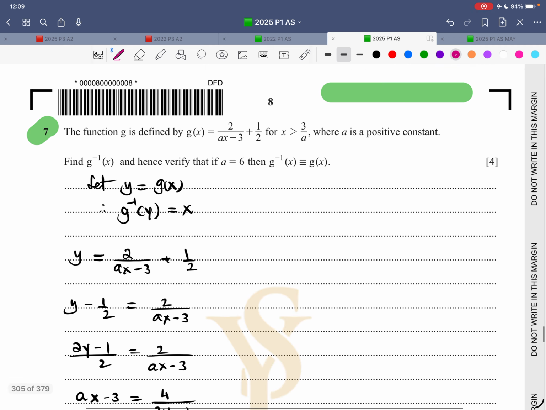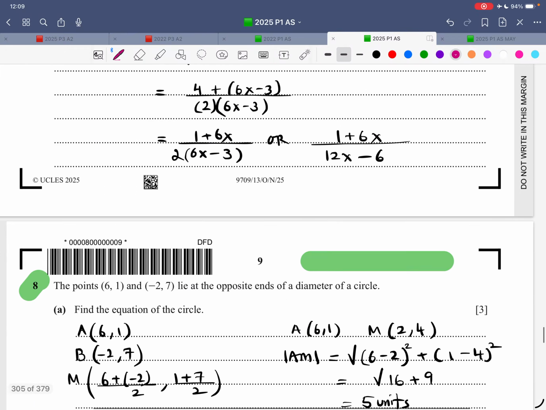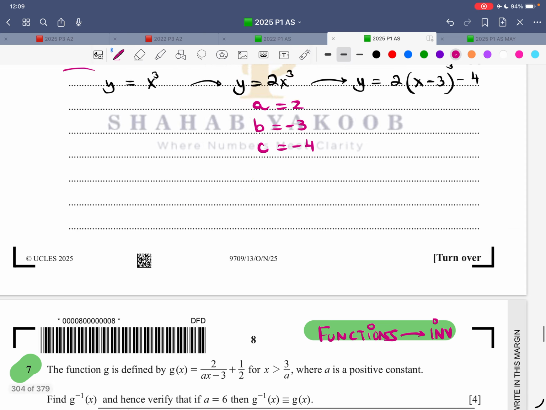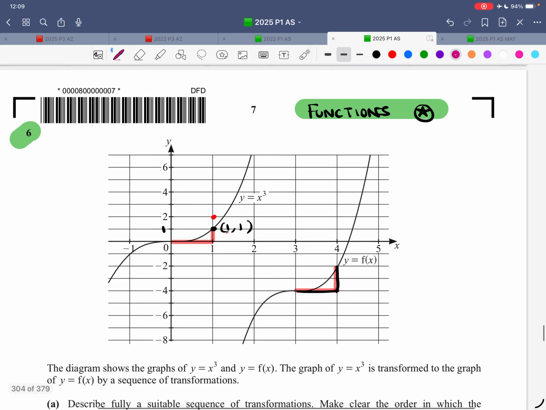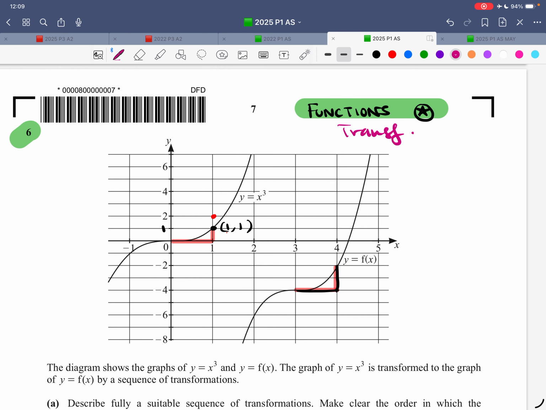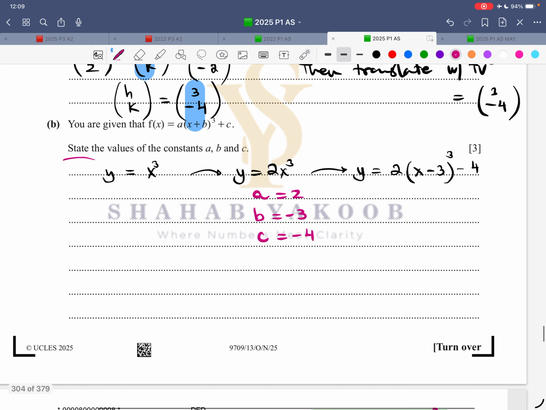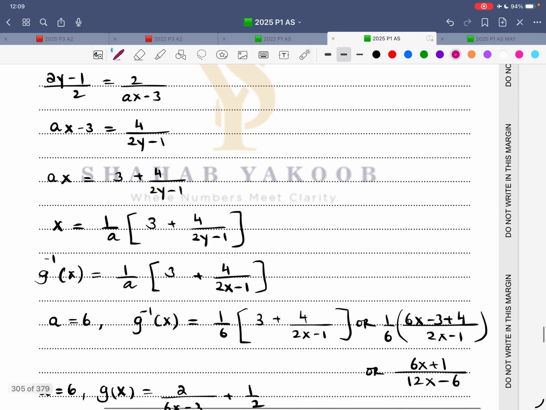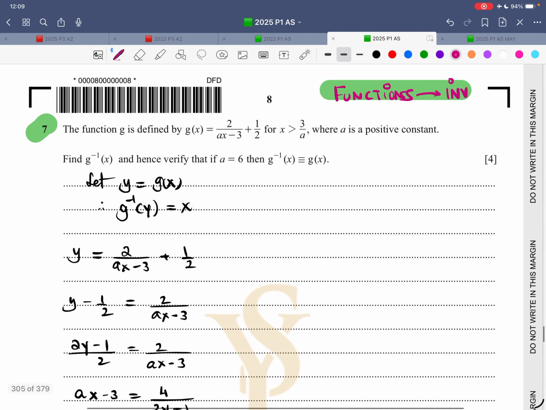Next question, what is this about? Again, functions. That was transformation of functions. This is like g inverse and all these kind of things. So this is like an inverse kind of thing. This functions topic is like the transformation aspect. So now this is 5 marks and 3, 8 marks, a lot of marks. This is 4 marks. So 8 plus 4, 12 marks out of 75 altogether.